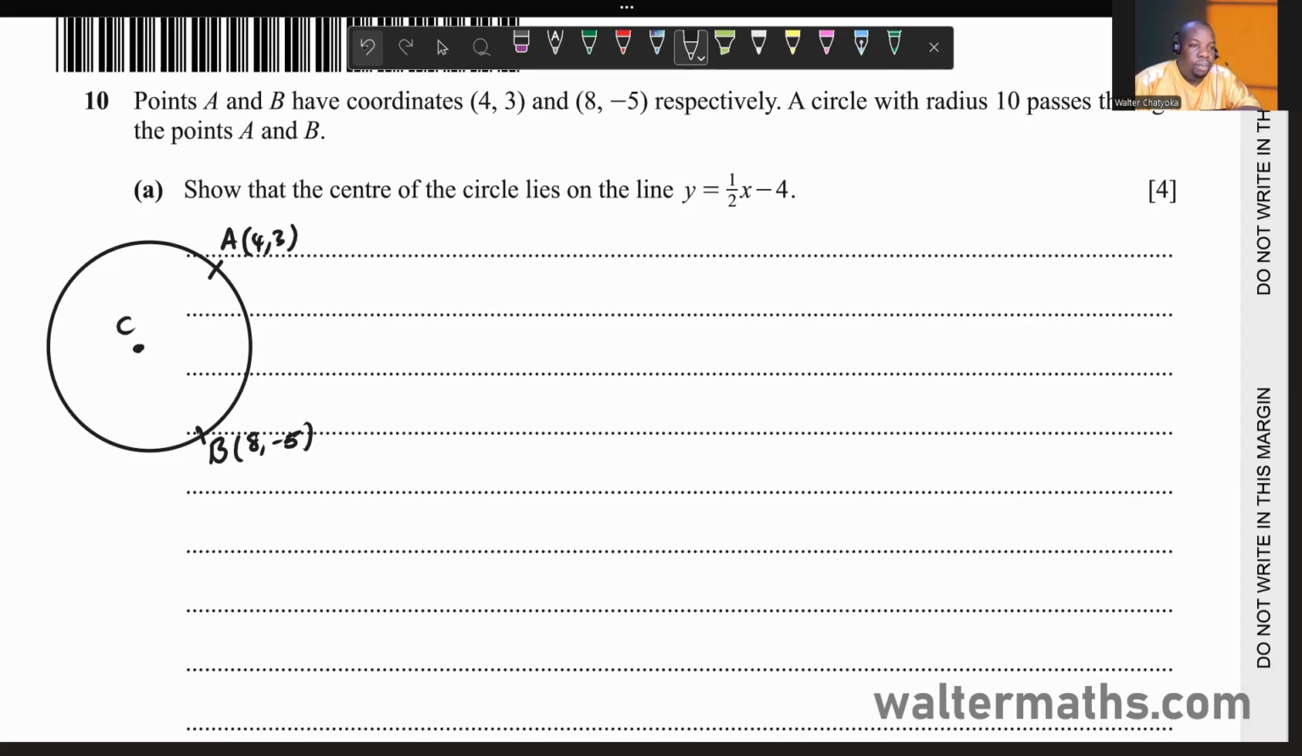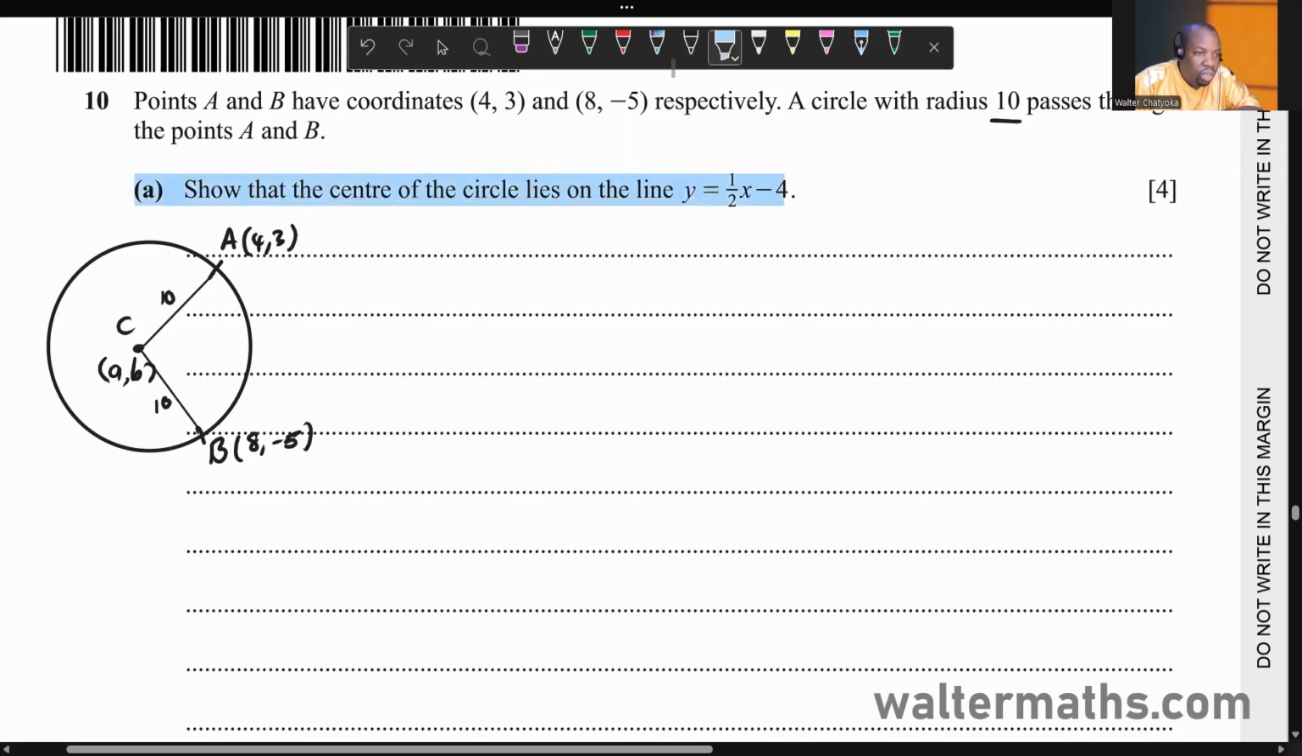Do we know what the coordinates of the center are? We do not. But we know that the radius is 10. Let's say the coordinates of the center are (a, b), and we know that the radius is 10. So also drawing a line that goes to B, it should be 10 like this. All right, so the question now says we should show that the center of the circle lies on the line y is equal to half x minus 4.